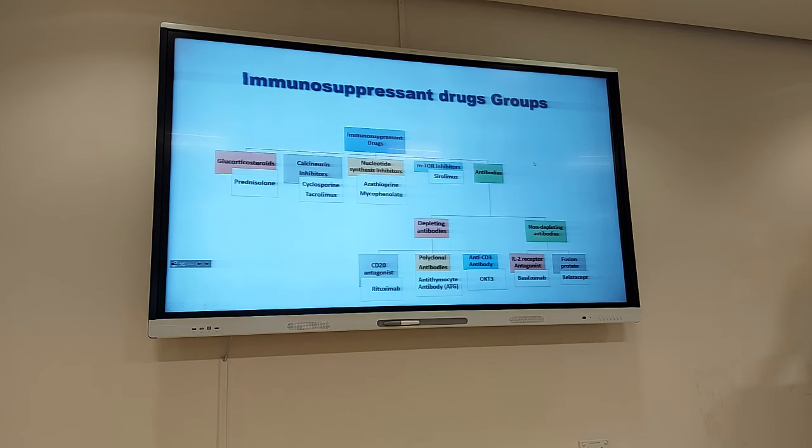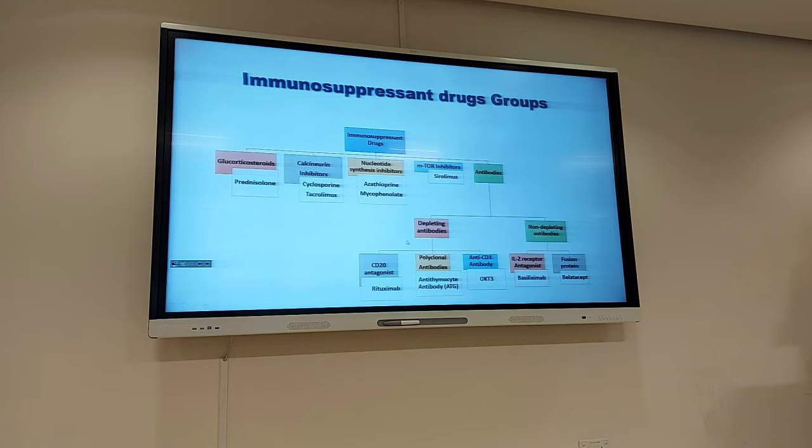But we have a few types of them. We have the glucocorticoids, we have the calcineurin inhibitors, we have the purine inhibitors that you mentioned, like azathioprine, and mTOR inhibitors. We have also the antibodies, so we can design antibodies that can be antigen specific. With the antibodies, we have two types: depleting and non-depleting antibodies.